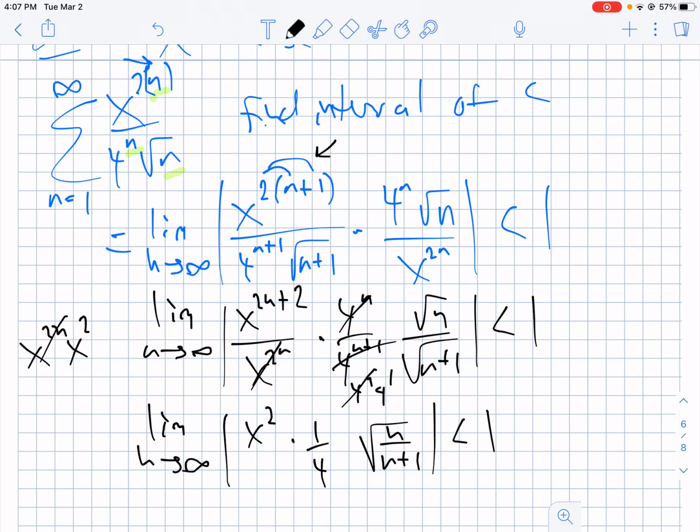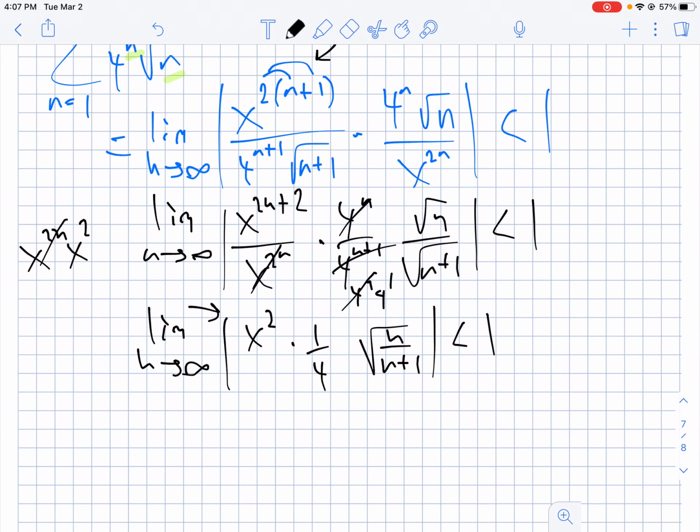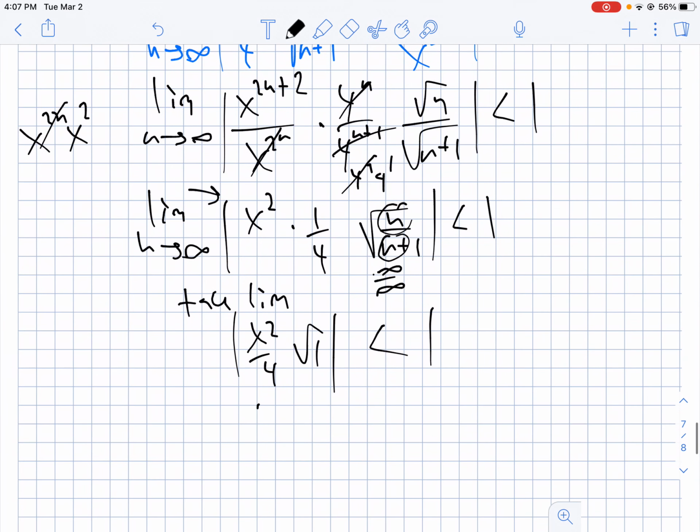So be careful, this distributing leads us to an x squared in this case. So now when you go ahead and take the limit here, you're going to get x squared over 4, and this limit, of course, is the same. It's infinity over infinity, so your leading term or L'Hopital just goes square root 1 like always. So you get x squared over 4 is less than 1.